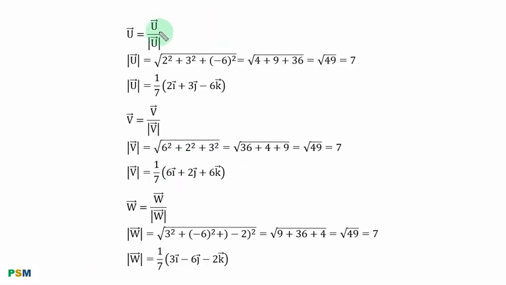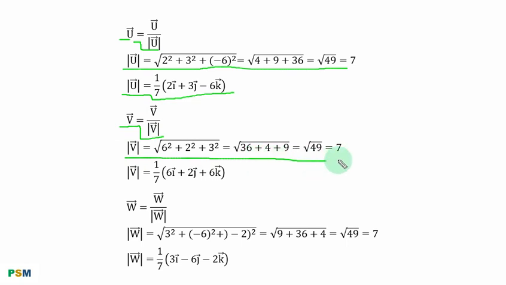Unit vector of U is equal to vector U over the magnitude of vector U. So you get the magnitude of vector U in this form, and that is 7. So the unit vector of vector U is equal to this. For vector V, you have the unit vector to be equal to this. You get the magnitude of vector V, which is equal to 7.